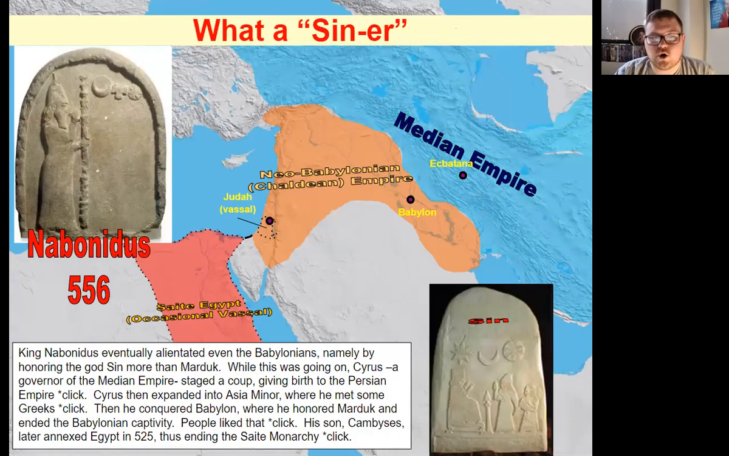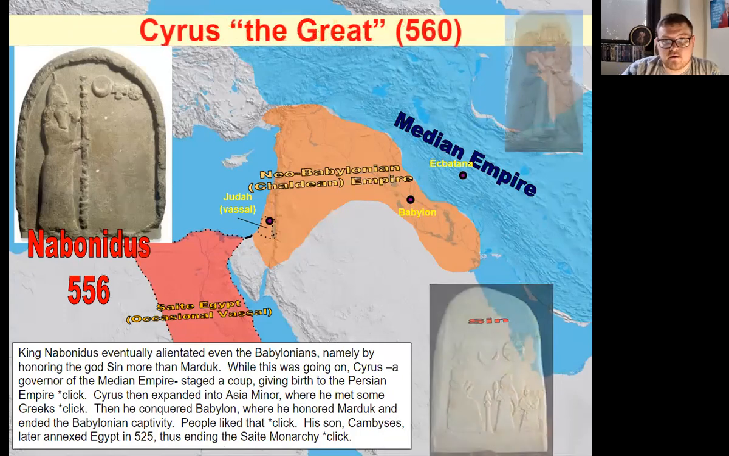So what is a sin-er? King Nabonidus eventually alienated even the Babylonians, namely by honoring the god Sin more than Marduk. While this was going on, Cyrus, a governor of the Median Empire, staged a coup, giving birth to the Persian Empire.